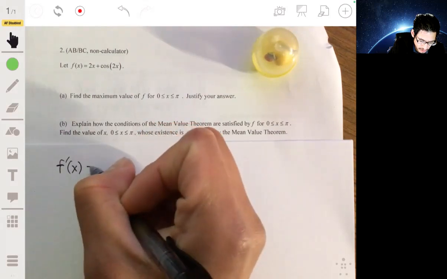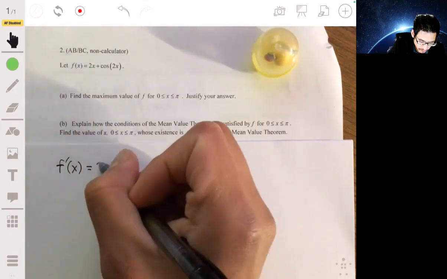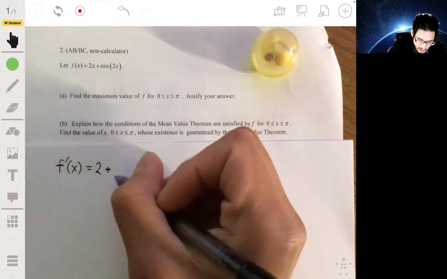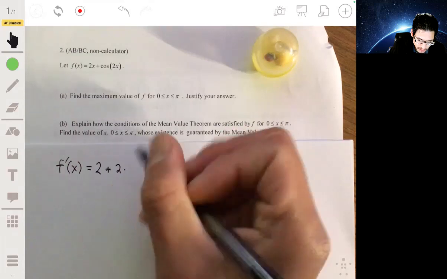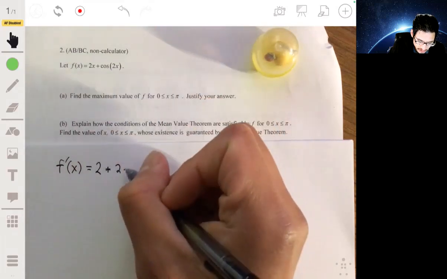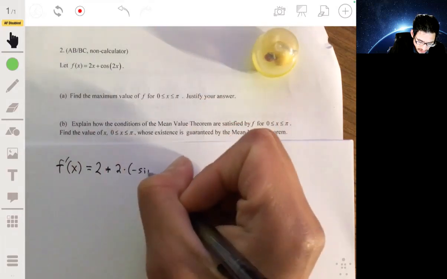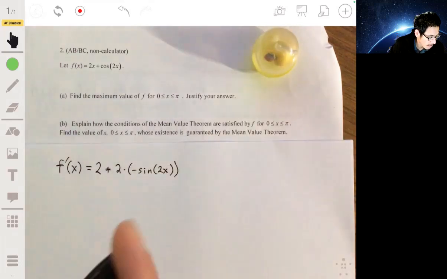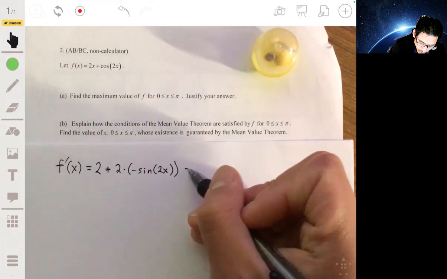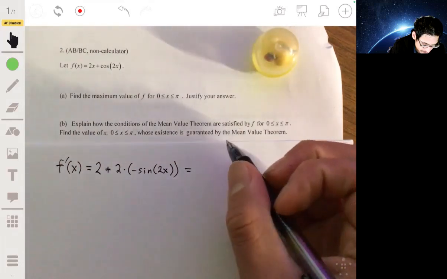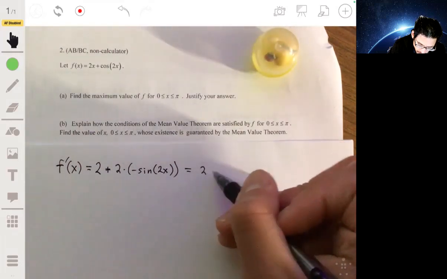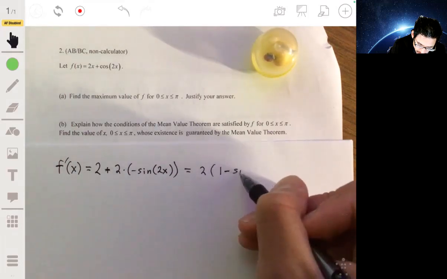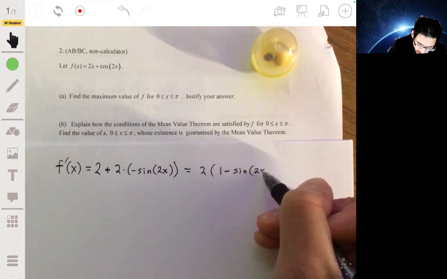F prime of x will be 2 plus the derivative of 2x, which is 2, times the derivative of the cosine of x, which is the negative sine of 2x. Or we'll just have 2 times 1 minus the sine of 2x.